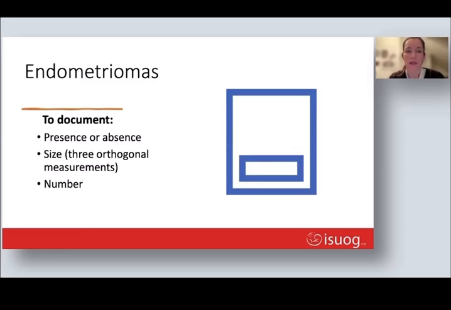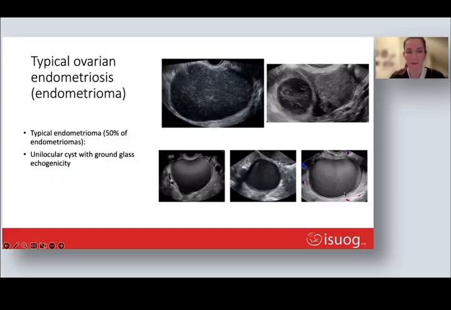When assessing ovaries with regard to endometriomas, it is recommended to document the presence or absence of endometriomas, the size, measuring in 3 orthogonal measurements, and the number of endometriomas. Typical ovarian endometriomas look like a unilocular cyst with a ground-glass echogenicity, and about half of endometriomas have this typical appearance.